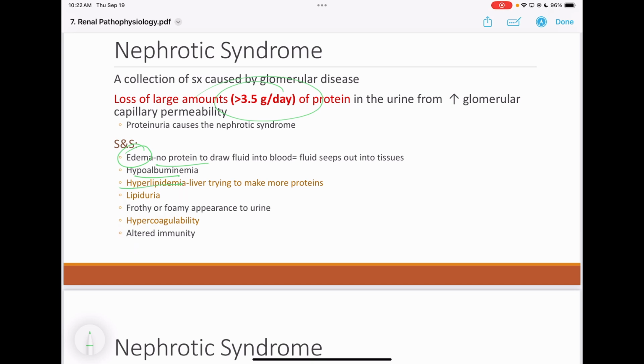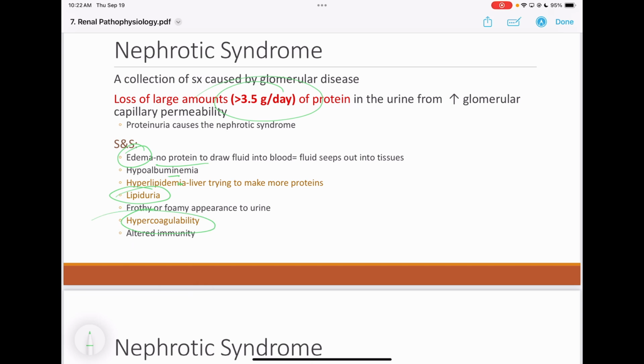And that leads to the hyperlipidemia. The liver is trying to make proteins, and it makes cholesterol as well, so your cholesterol levels go up because the liver is working hard to get all that stuff going. Because the liver is making all these extra lipids, you get lipiduria. Okay, fats in the urine. The way you can tell this is when they urinate, you'll see like oil slicks, like stuff floating in the urine. That's the fat. That's that frothy, foamy appearance to the urine.